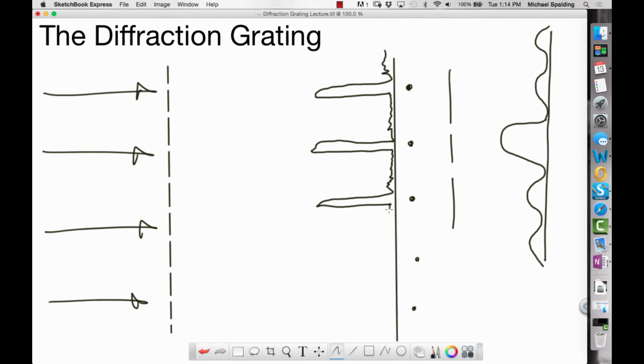Okay, then the same thing the other way. Flat, flat, flat, very little intensity, very small, and then boom, very pronounced intensities. Okay? Now, what's the difference here? Why do we get such pronounced marks with the diffraction grating?